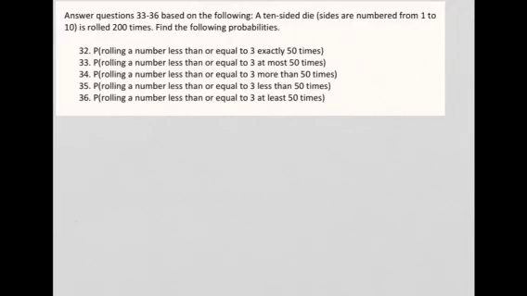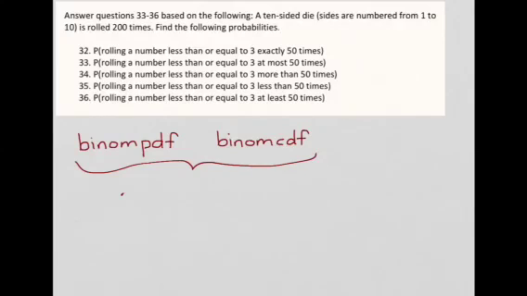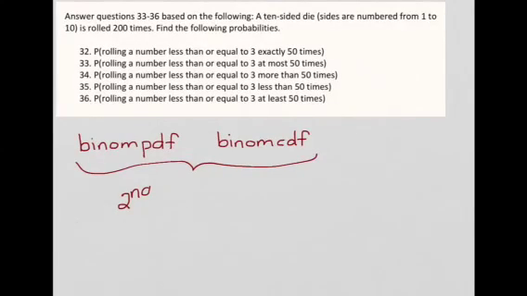To do problems 32 through 36, we're going to use the Binompdf function and the Binomcdf function. Now both of these functions can be accessed by pressing second and vars. The vars key is just to the left of the clear button on your graphing calculator.